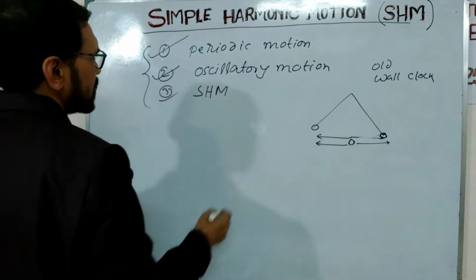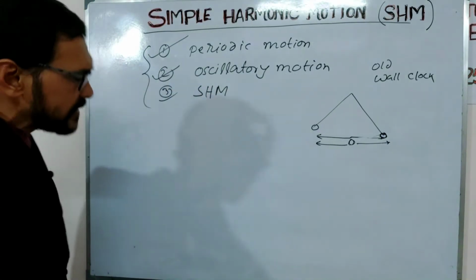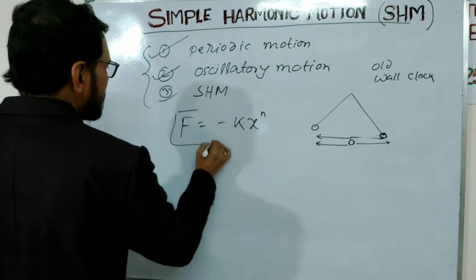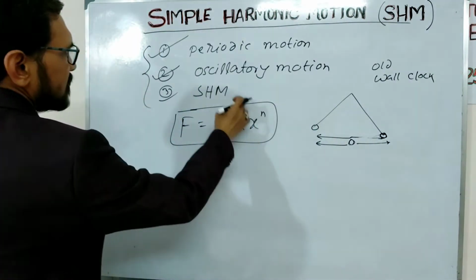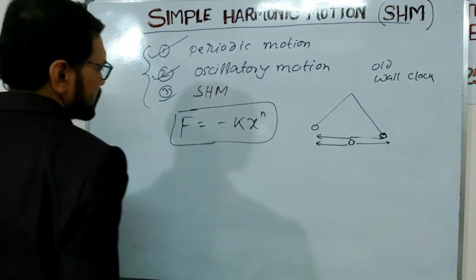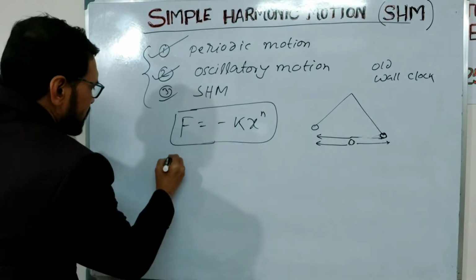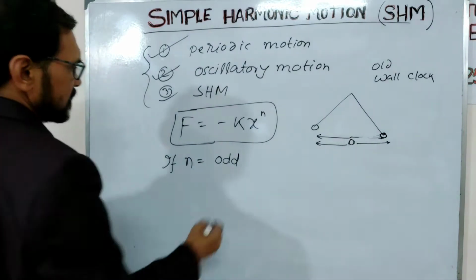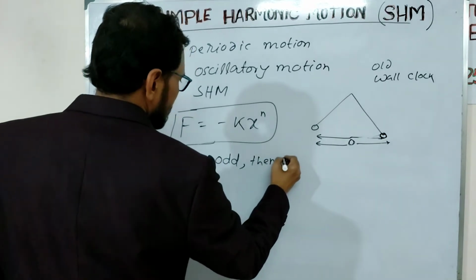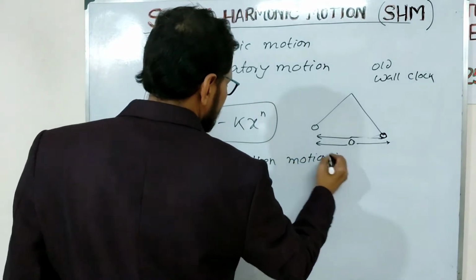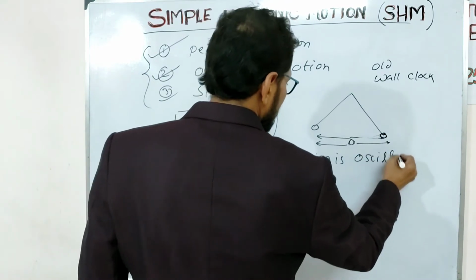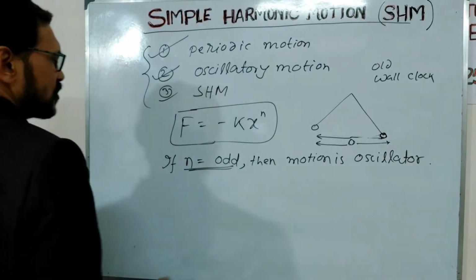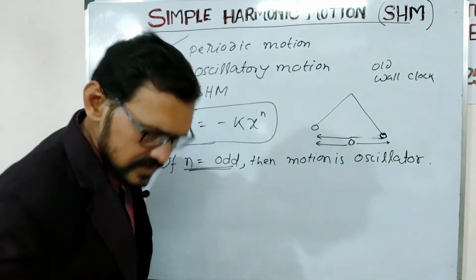I will describe what is oscillatory motion and what is SHM by the equation of force. If F equals minus k x to the power n, in this type of force, for what value of n is this oscillatory motion and for what is it SHM? If n equals odd, then the motion is oscillatory.